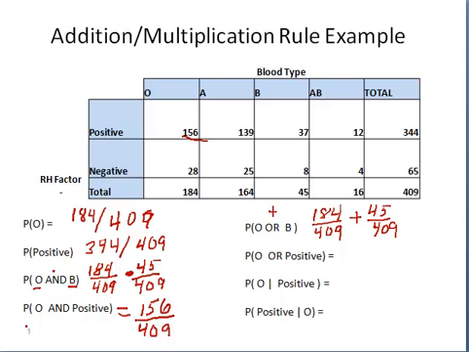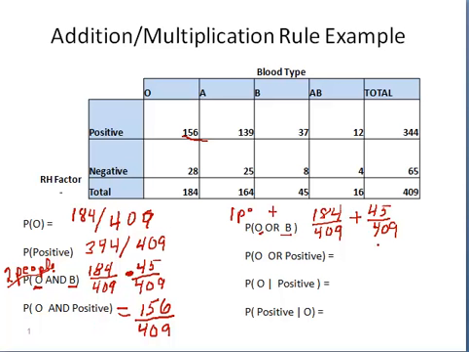Now notice the difference. When I'm doing a probability of O and B, I'm talking about two people that I'm looking at in sequence, picking one and then picking the other. When I'm doing an OR, I'm saying that one person, what's the probability that that one person has either O blood or B blood? Different meaning. O or positive.